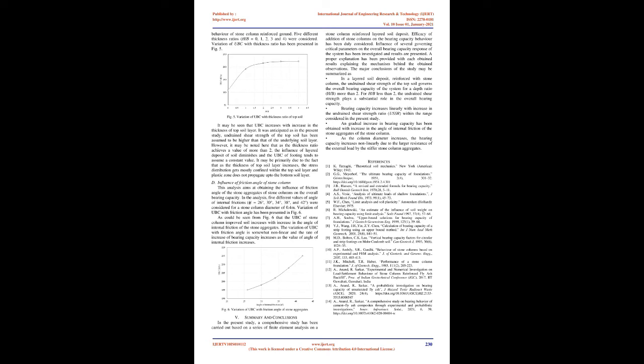As could be seen from Fig 6, the UBC of stone column improved soil increases with increase in the angle of internal friction of the stone aggregates. The variation of UBC with friction angle is somewhat nonlinear and the rate of increase of bearing capacity increases as the value of angle of internal friction increases.